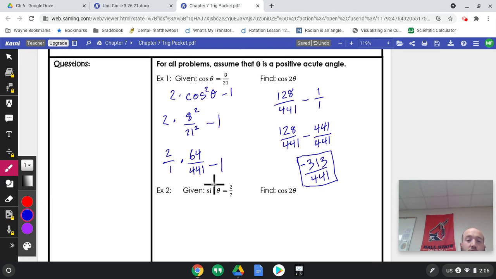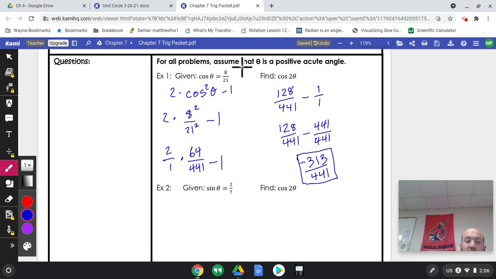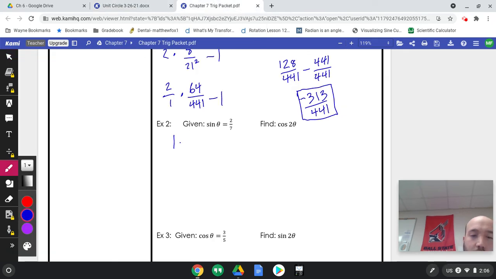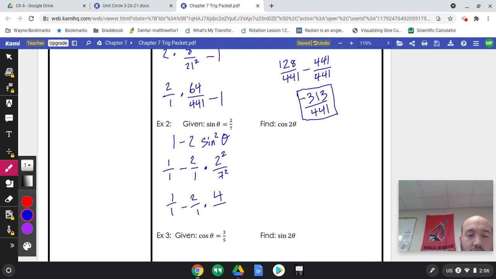Now, on your next one, once again, you're finding cosine of 2 theta. The difference is this time you were given sine. Last time we were given cosine, this time we're given sine. So instead of using the cosine one down here, we're going to use the one that just requires us to know sine. So it's 1 minus 2 sine squared theta. Okay? So 1 minus 2 sine squared theta. And if we look here, 1 we know is still 1 over 1, minus 2 over 1 times whatever our sine squared is. So 2 over 7, but we have to square both of those. So let's keep going: 1 over 1 minus 2 over 1 times 4 over 49.